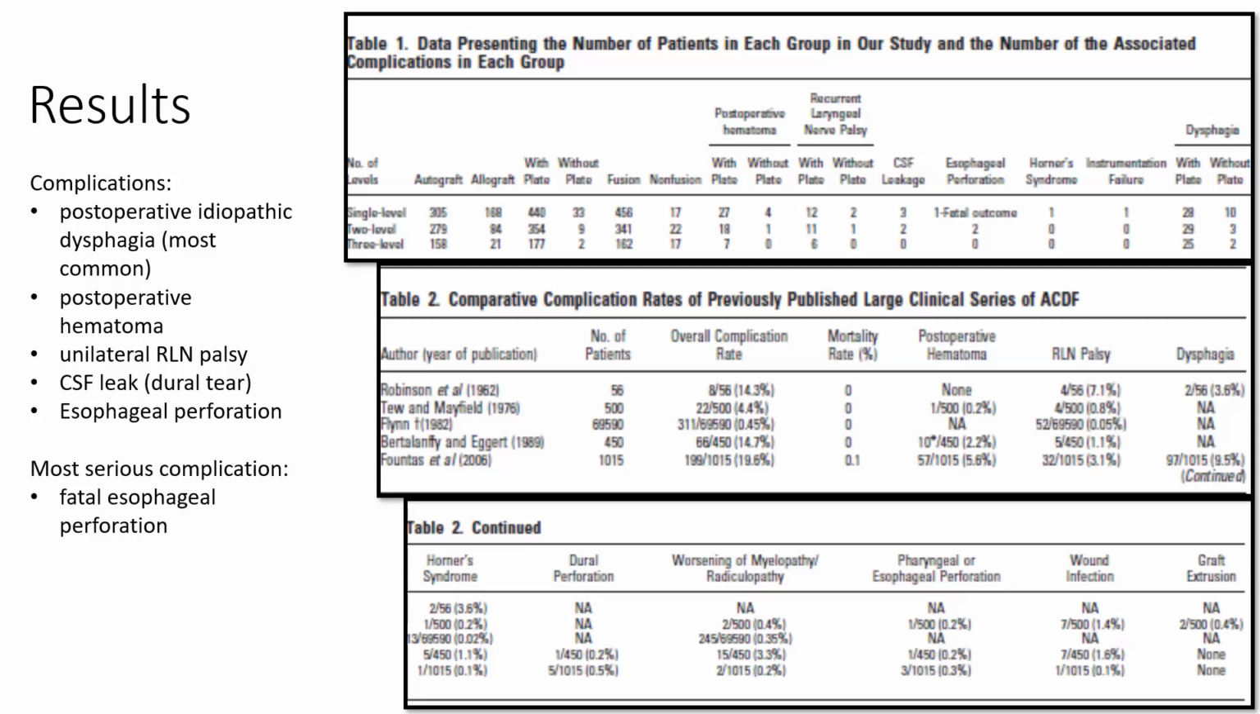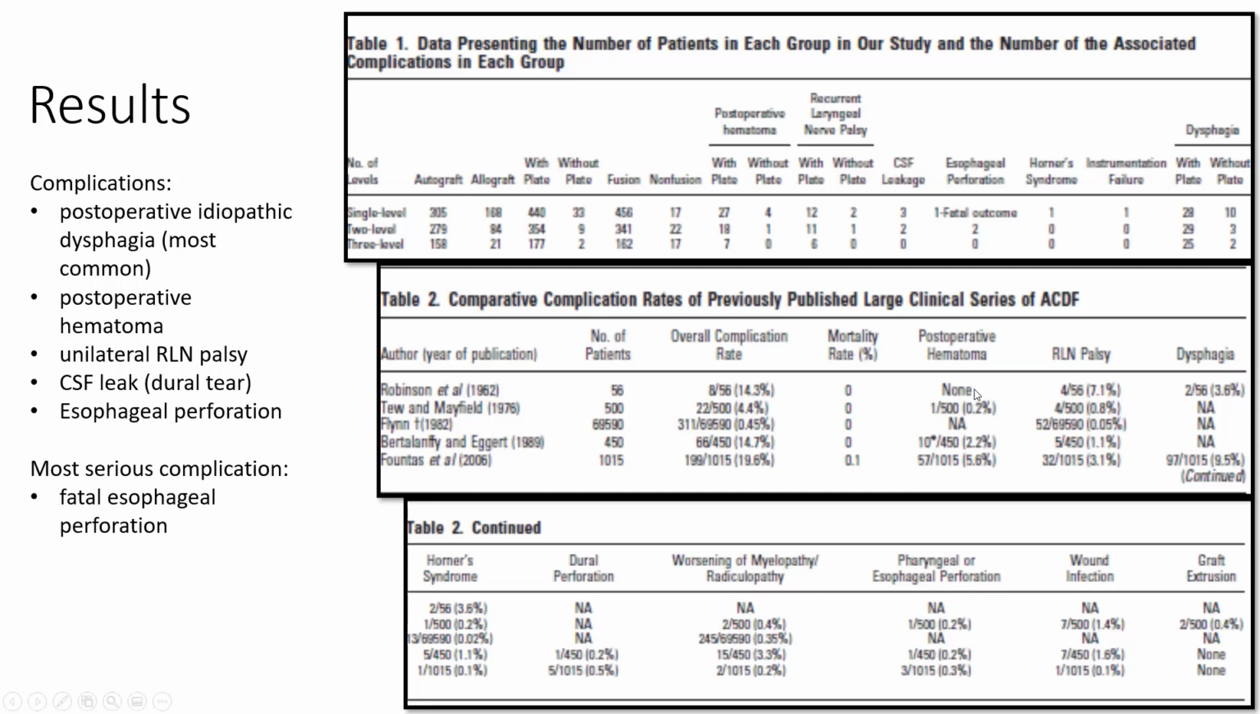One of the complications that they reported that had a catastrophic outcome was esophageal tear. When you're doing your approach to the cervical spine anteriorly, you're obviously in between the esophagus and the carotid sheath, so it's definitely something you always have to be on the lookout for. Of their complications in their 1,000 patients, they only had 3 esophageal tears.